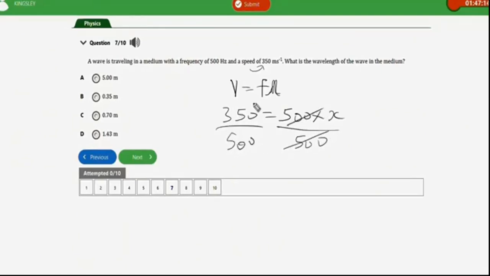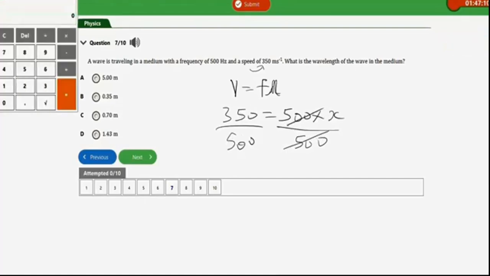So your x will be, you punch this on the calculator. Let's see what it's going to give us. So we have 350 divided by 500. So we have the output to be 0.7 meter. So the correct option in this question is option C. That would be the wavelength for the expression.